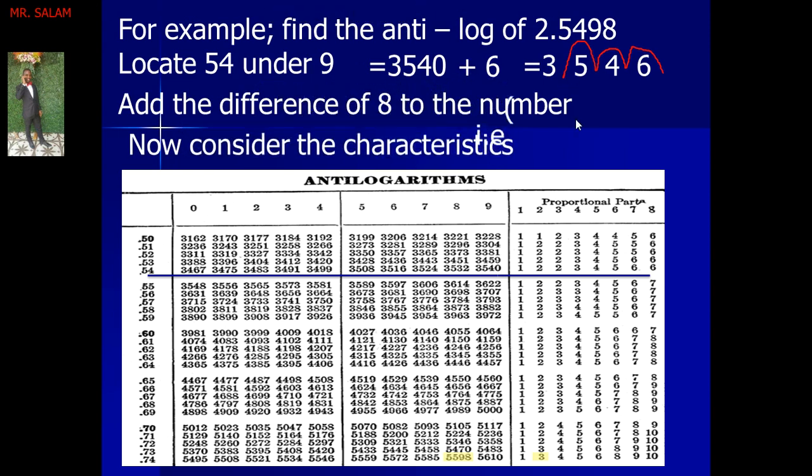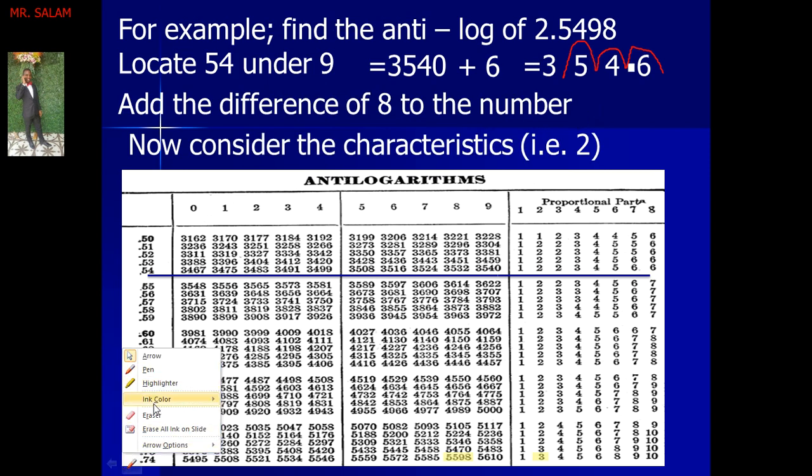So that's it. Our final answer will be, we're going to take it from the front, so that will be 1, 2, 3. So our final answer will be 354.6. I'll take it at 1, 2, 3. So the final answer will be 354.6. So that's all.